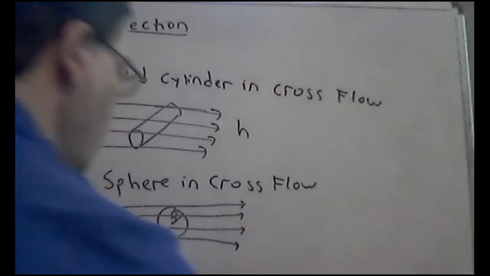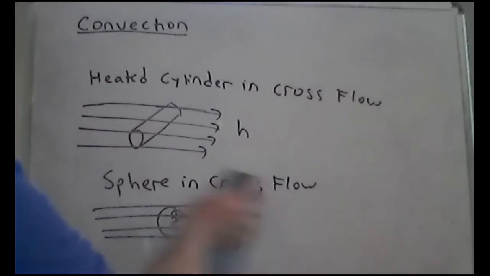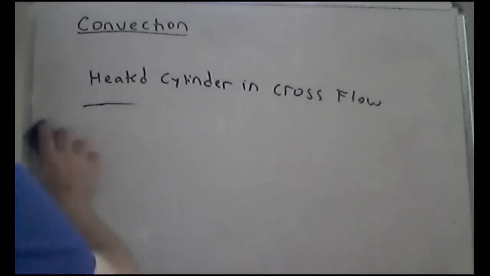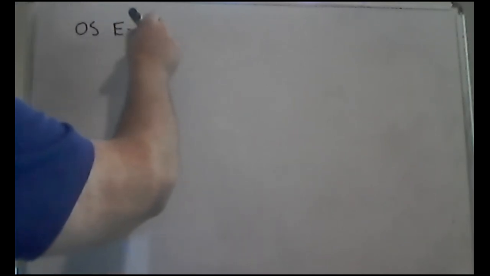All right. So what do we do in this case, at the level of this class? Well, you just look at gross behavior. I'm going to go over one example that's covered in Cutnell and Johnson. We'll talk a little bit more about convection transfer, and then after that we'll leave that topic to go into radiation. I'm going to look at OpenStax example 14.7.